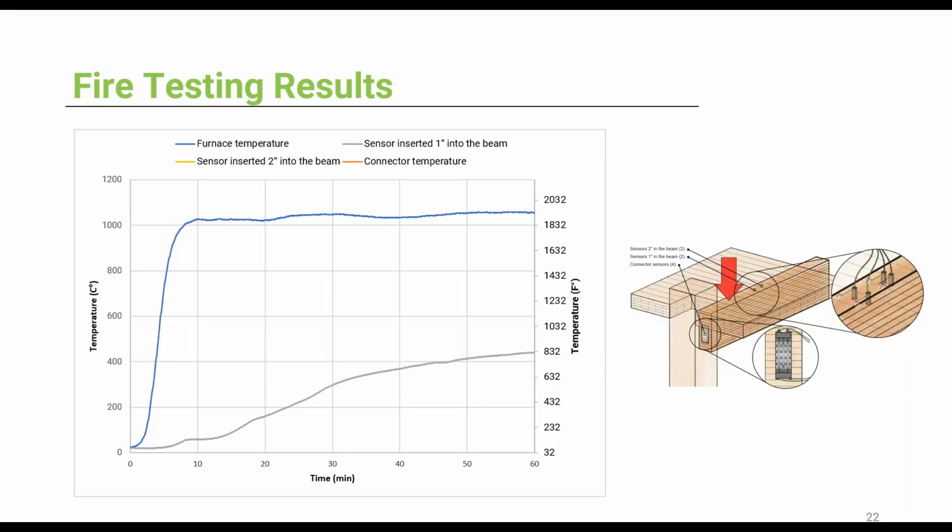So these gray and yellow lines show the heat picked up by the sensors. This one is for the 1 inch from the beam edge, and this one is 2 inches or deeper into the beam. You can see that the sensors that were placed only 1 inch from the beam edge picked up heat faster, but the ones that were deeper in the beam picked up less heat. This shows that adequate wood cover is crucial to the fire rating.